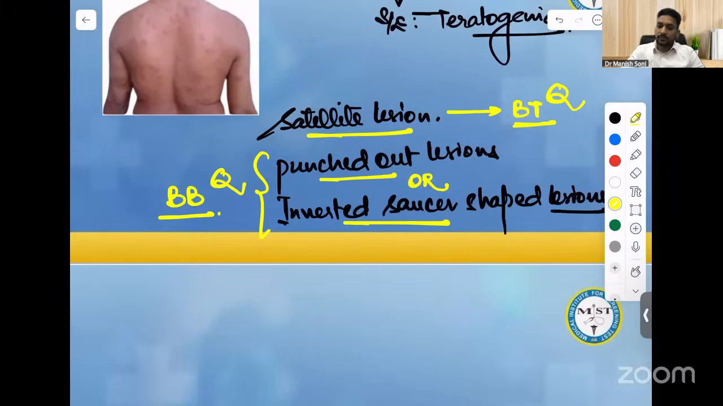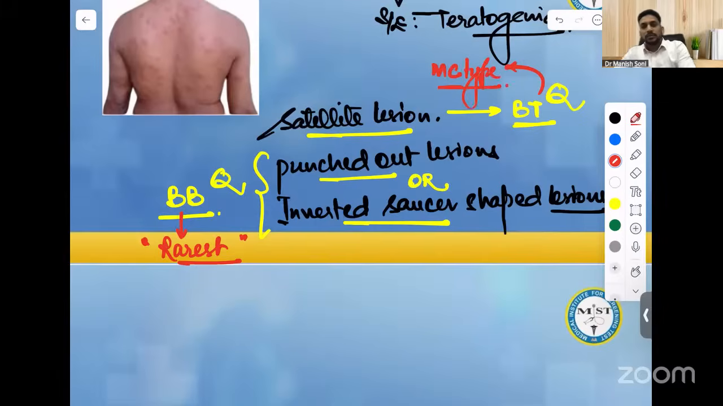Also remember, BB type is the rarest type of leprosy and BT type is the most common type of leprosy. So the most common type of leprosy is BT and the rarest type is BB.